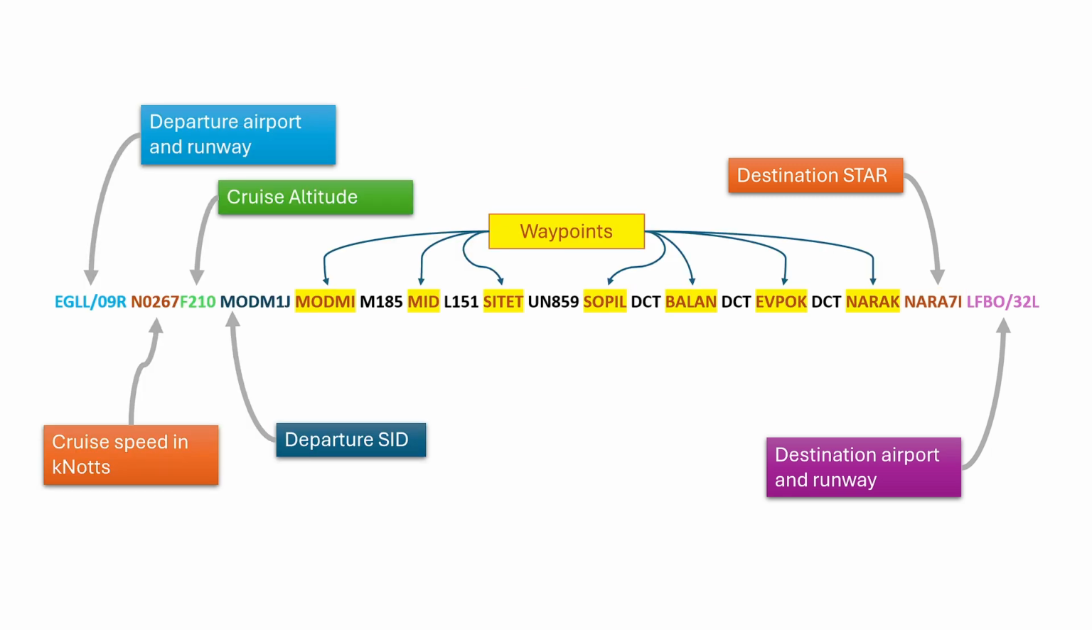Between our departure SID and our destination STAR, we have a series of waypoints. Now these are all known waypoints on the aeronautical charts, and this is basically showing our routing from London to get to Toulouse. Between the waypoints we have airways, and you can tell they're airways because generally they start with a letter and then a number. So between ModeMe and MID, Mike 185 airway. Between MID and SITET is the Lima 151 airway.